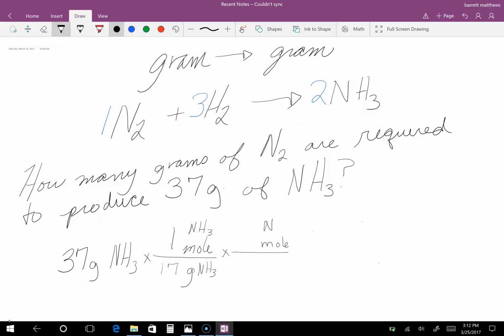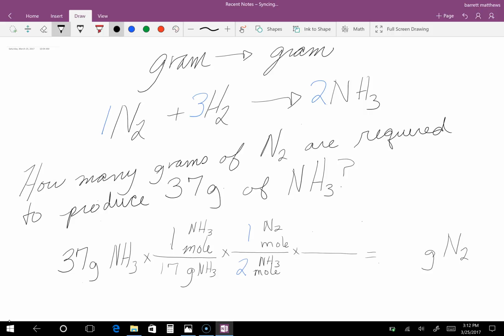Now I don't want moles of ammonia to be my answer. I want grams of nitrogen, so I need to get moles of ammonia into moles of nitrogen so I can convert it further. Put my answer units on top, which are moles of nitrogen. I see that there is a coefficient of 1 in front of nitrogen. It's blue. And I see that ammonia has a coefficient of 2.